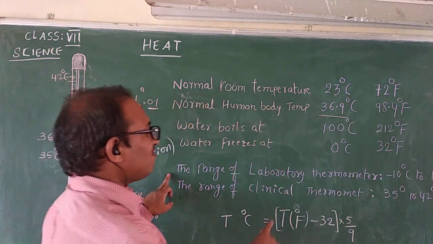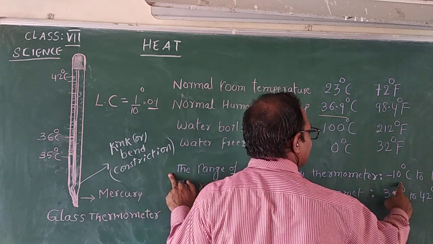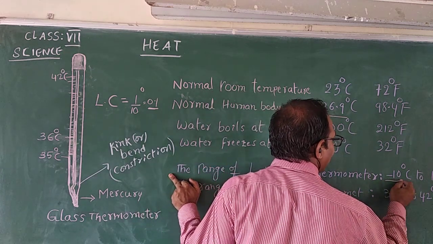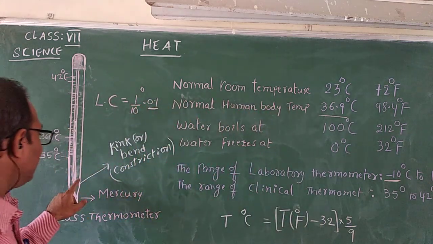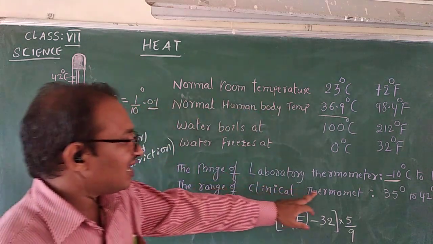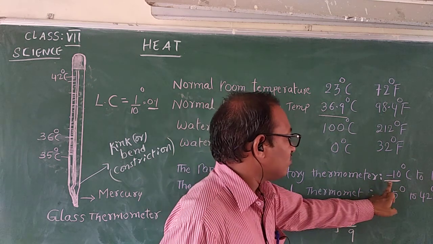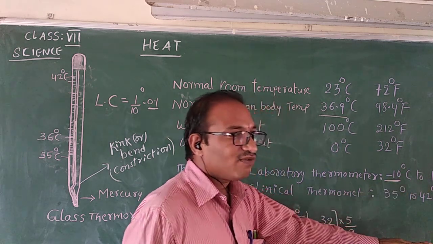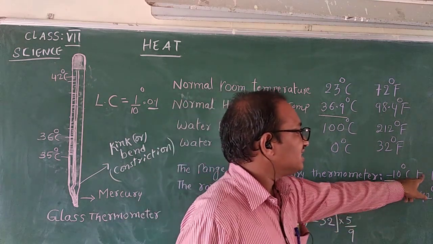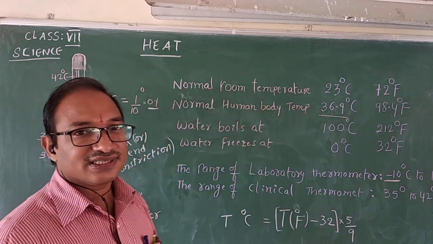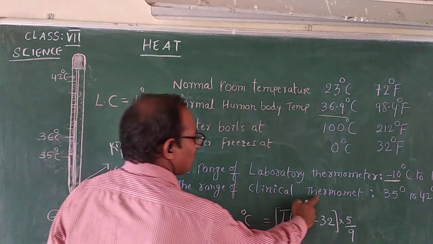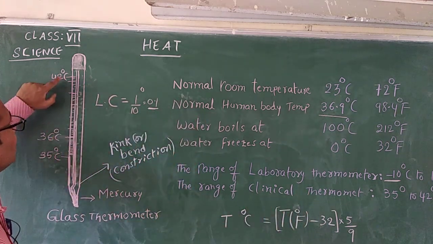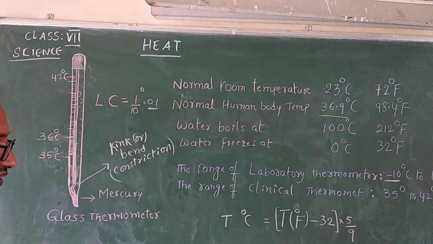The range of a laboratory thermometer is minus 10 degrees Celsius to 110 degrees Celsius. There is no kink or bend in the laboratory thermometer. Means in a laboratory thermometer we can measure from minus 10 degrees Celsius to 100 degrees Celsius. The range of a clinical thermometer is 35 degrees Celsius to 42 degrees Celsius.